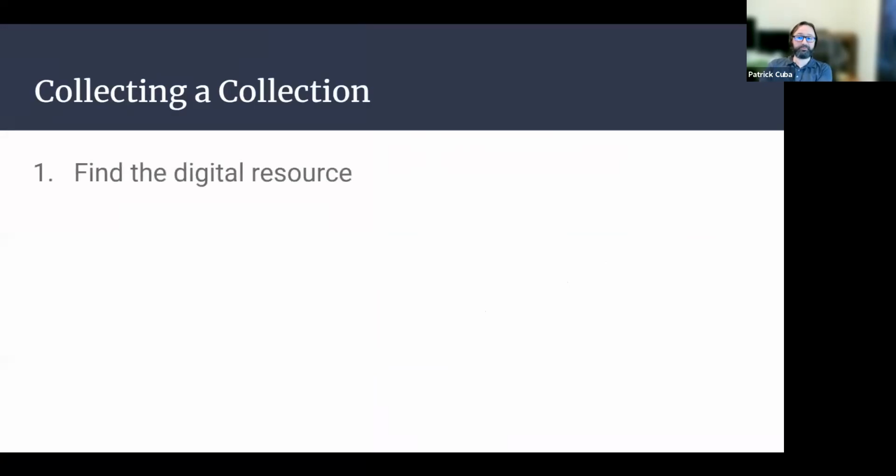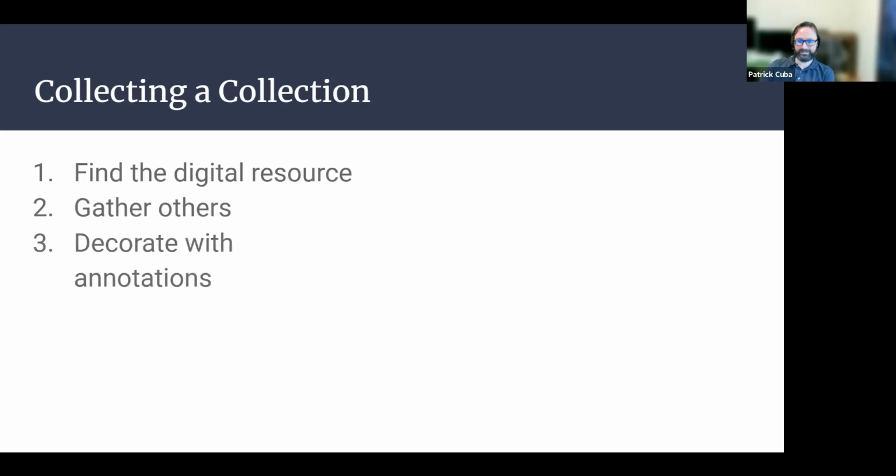So first thing you have to do is find the digital resource. There are a lot of other sessions on this, and IIIF has worked on it. People in research have worked on it. Finding something that's digital is tricky, but you do have some options. And then you gather others together. When you start gathering them, the challenge is that you start to find resources in different places. You decorate those with annotations by saying, now I'm going to assert about this digital resource that it's part of this collection. And as soon as you've done that to more than one thing, you've started to build a dynamic collection.